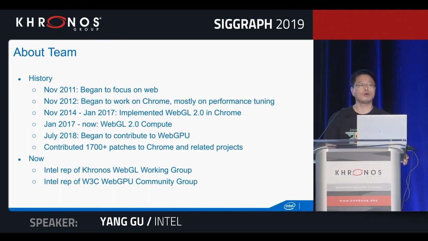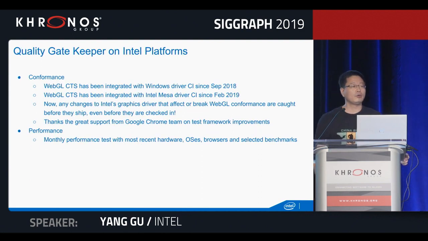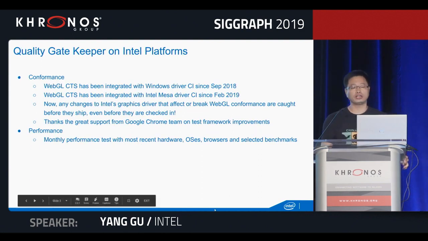We have been focusing on web graphics for about 8 years, and we contribute a lot to the WebGL 2 together with Google. And our current focus is on the Web GPU and WebGL 2 compute. So currently, we are the Intel representatives of the Khronos WebGL working group and W3C Web GPU community group. We have been acting as a quality gatekeeper on Intel platforms on both the conformance side and the performance side.